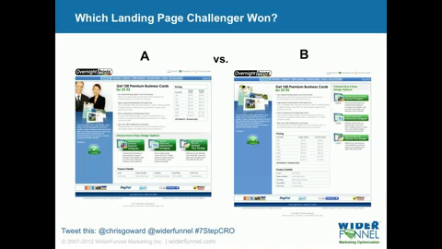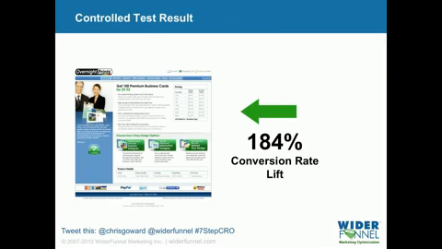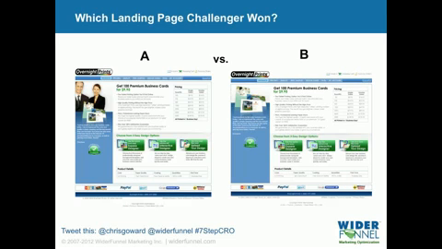And what we're seeing is most people voting for variation A, which is great, because when we look at the results, that is the one that won. And in fact, we had a 184% conversion rate lift with variation A. So fantastic. If you voted for variation A, give yourself a raise, and a big one at that, because 184% increase is nothing to sneeze at.